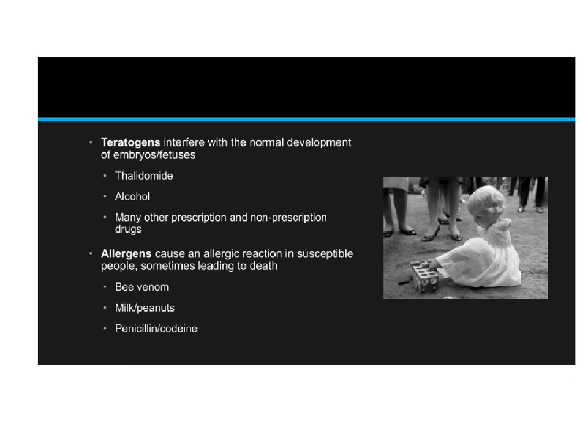Allergens cause an allergic reaction in susceptible people, and allergens can actually lead to death. So bee venom is an allergen for some people. Milk, peanuts, so food allergies. So you can have insect allergies, you can have food allergies, and then you can have medication allergies like penicillin or codeine. People react badly to different substances, usually insect bites, foods, and medication.